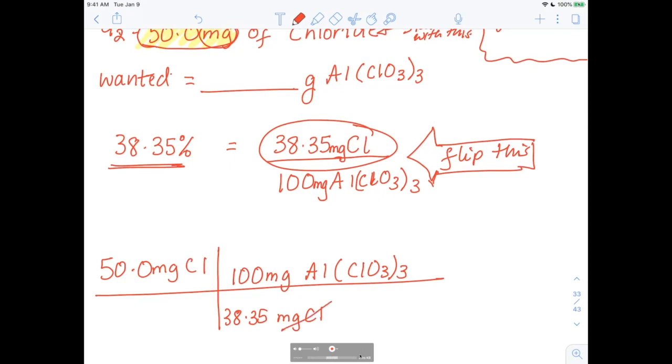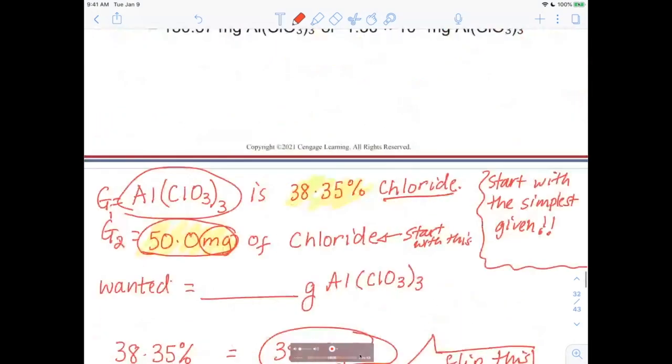Milligrams of chloride cancel out. All you're doing now is multiplying the top number. So the top number is 50 times 100 divided by 38.35. And we end up with 130.38 milligrams of aluminum chlorate. Okay. So let me see what numbers we had.